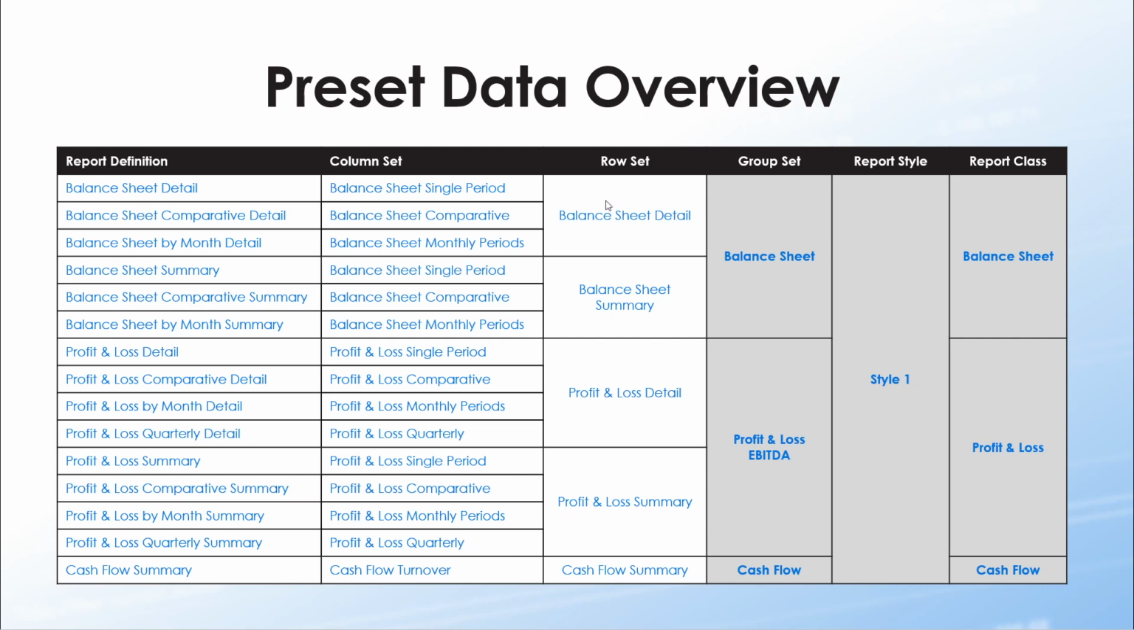But the main part is the row sets. For example, the balance sheet detail row set is common for the three balance sheet detail reports. And in the same way that a single row set is part of multiple reports, a single group set is part of multiple row sets.